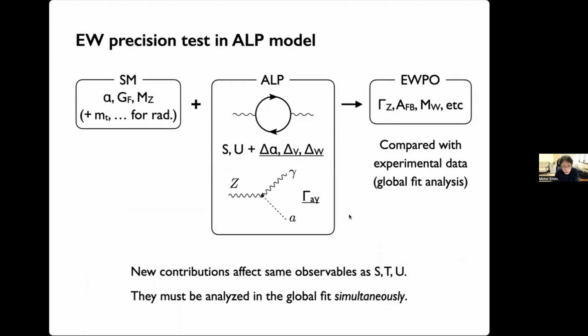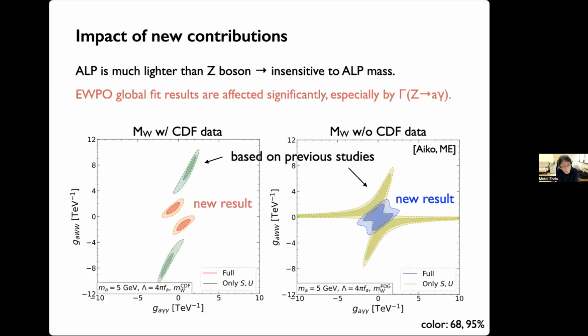The ALP contributions to electroweak precision observables are summarized here. In addition to S, T, and U, there are delta alpha, delta Z, and delta W, and also the Z boson decay to A gamma. All of these corrections contribute to the electroweak precision observables. An important point is that the new contributions affect the same set of observables as S, T, and U, so they must be analyzed in the global fit simultaneously. So we compare our result with those based on the previous study and show how important they are.